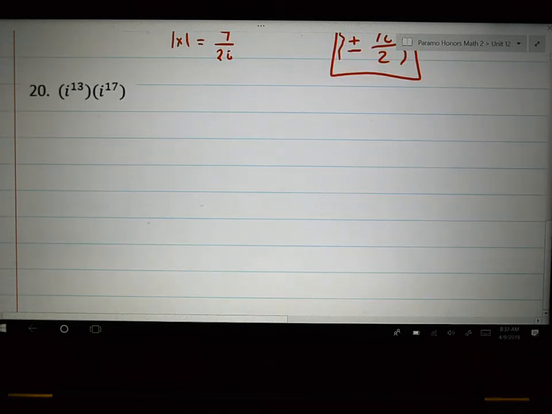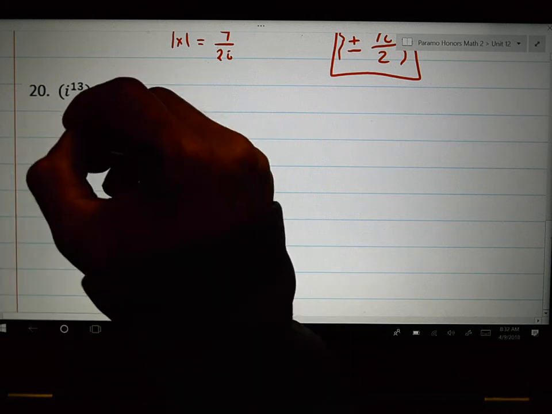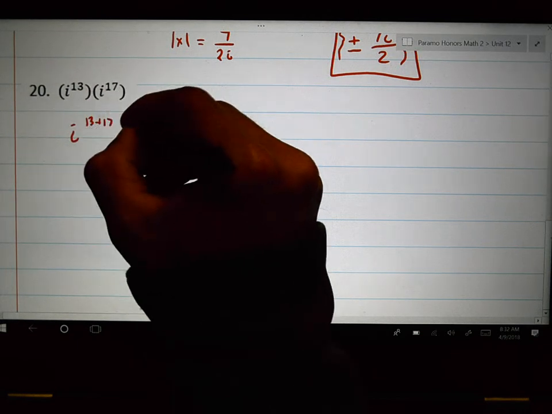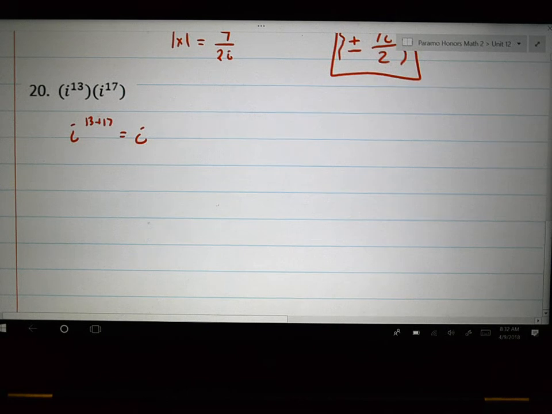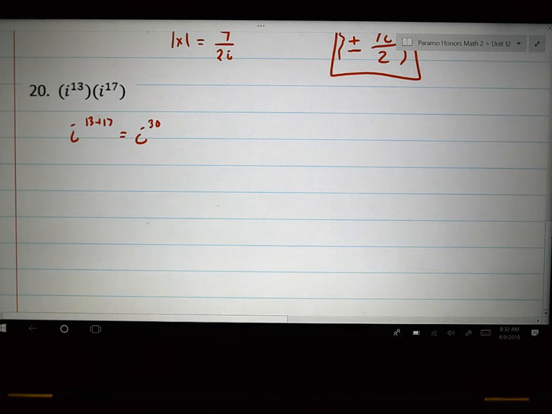i to the 13th times i to the 17th. We have two bases that are the same. So the first thing that I would do is follow my shortcut rules and add those exponents. 13 and 17 is, I believe, the 30th power. Yeah? i to the 30th. Well, that simplifies further using that pattern.